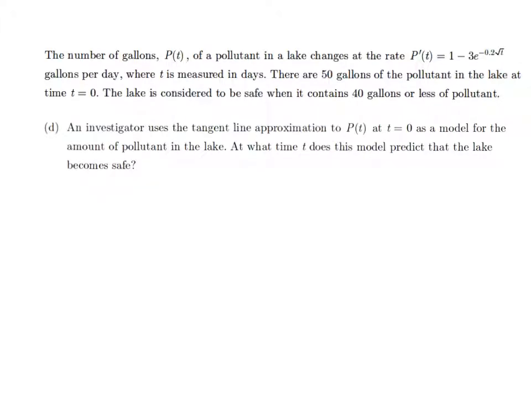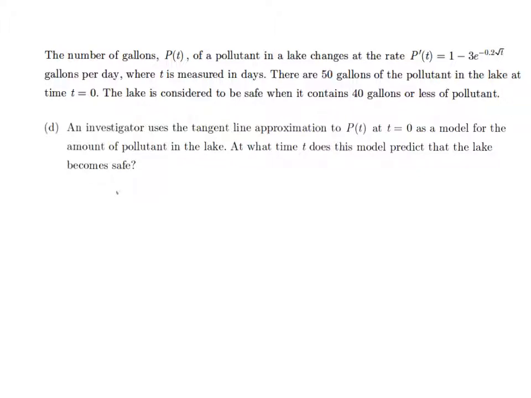Okay, last part. So an investigator uses a tangent line approximation to P of t at t equals 0 as a model for the amount of pollutant in the lake. At what time does this model predict that the lake becomes safe? I love this because this ties back into the first semester concept that we tackled at the very beginning of second semester here. Tangent line approximation. Wow. So don't panic. It's been a while since we've done this, but let's remember what we know about tangent lines. It's a line. So let's go back to Algebra 1 class.